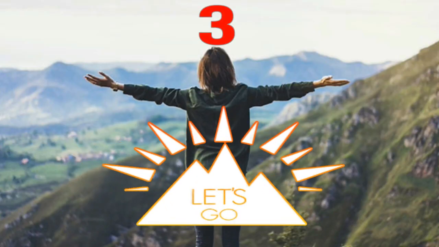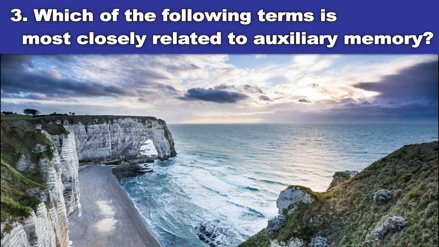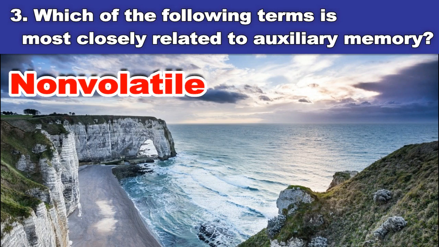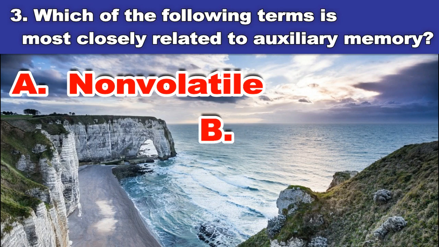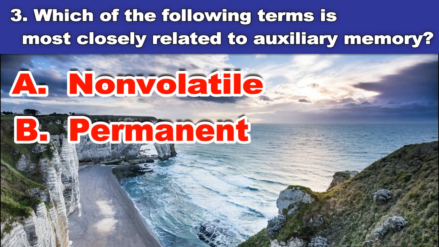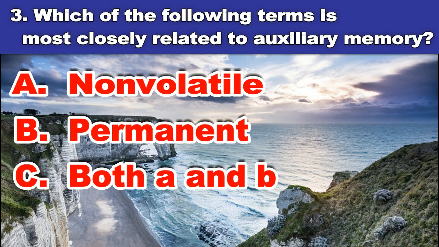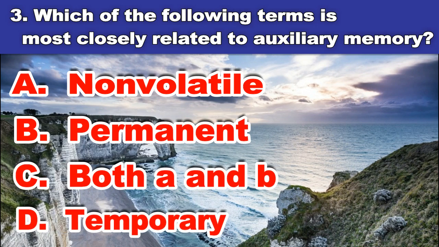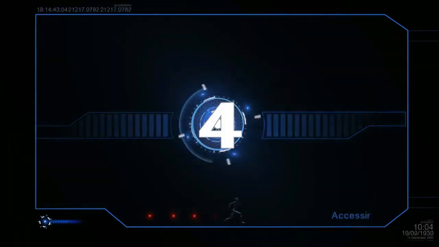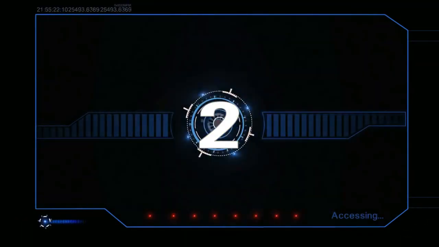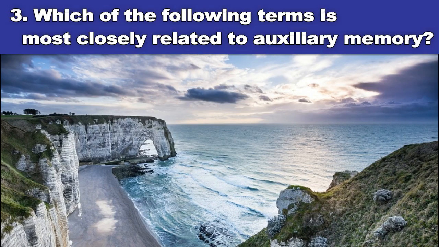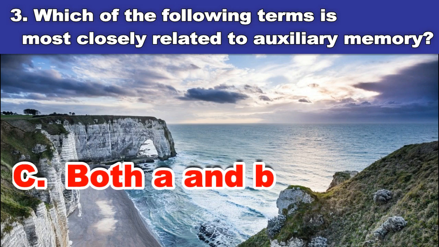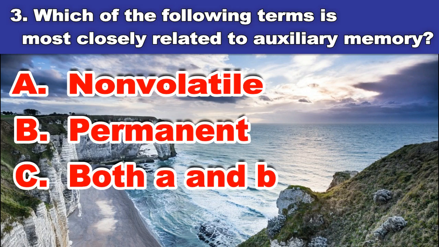Third question. Which of the following terms is most closely related to auxiliary memory? A. Non-volatile, B. Permanent, C. Both A and B, D. Temporary. And the answer is both A and B.